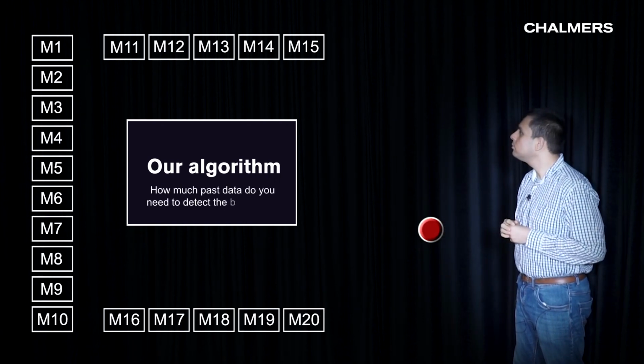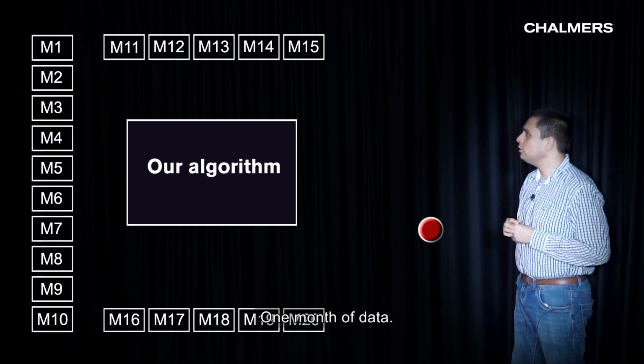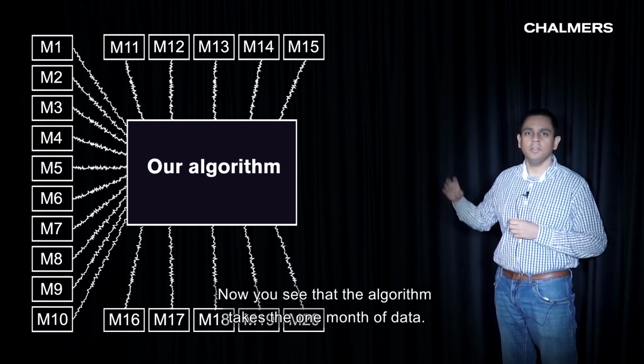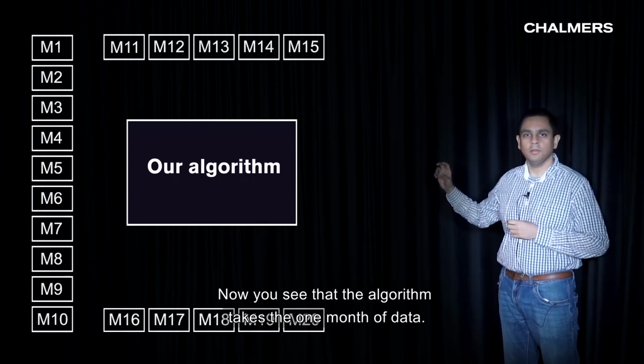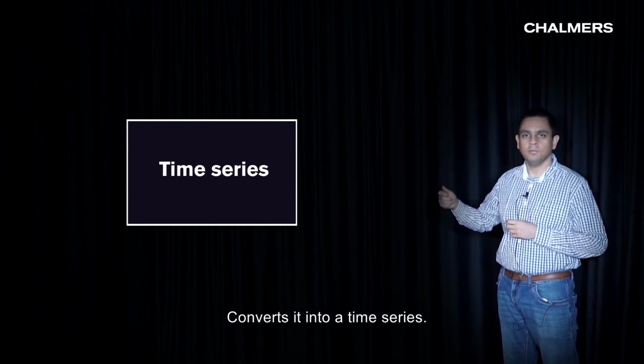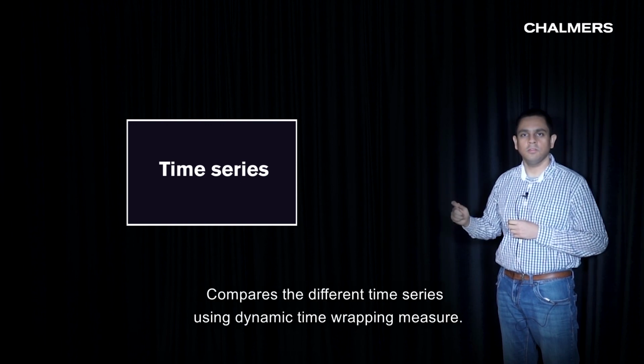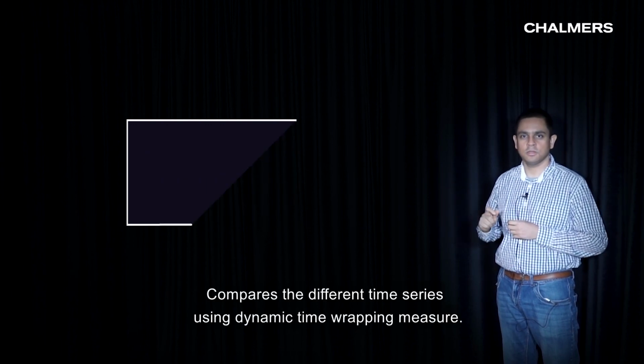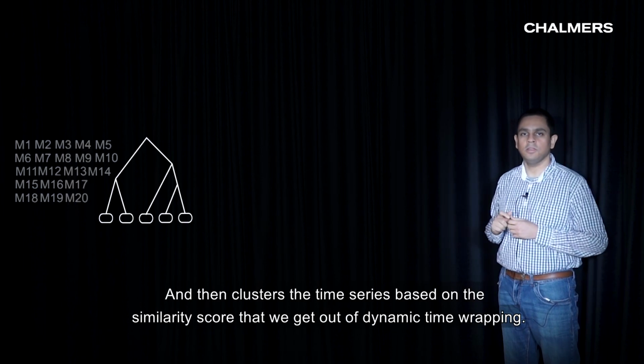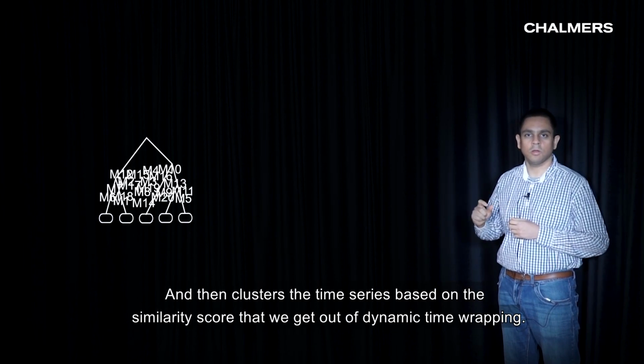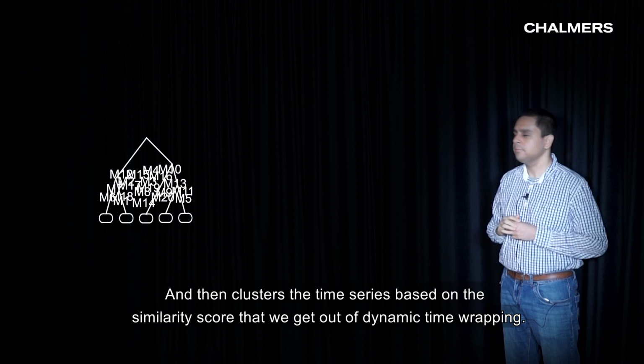How much past data do you need to detect the bottleneck? 1 month of data. Now you see the algorithm takes the 1 month of data, converts it into a time series, compares the different time series using dynamic time warping measure, and then clusters the time series based on the similarity score that we get out of dynamic time warping.